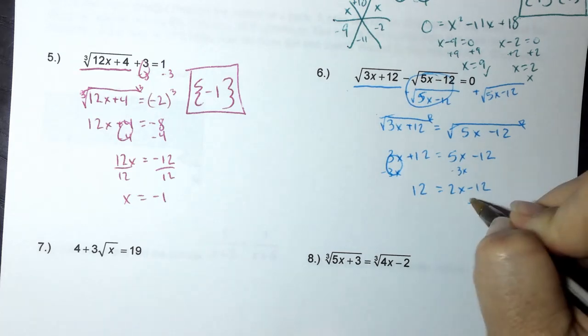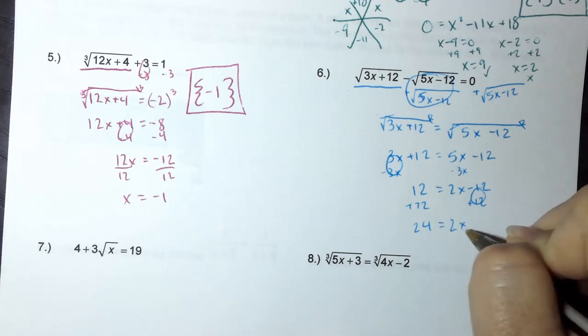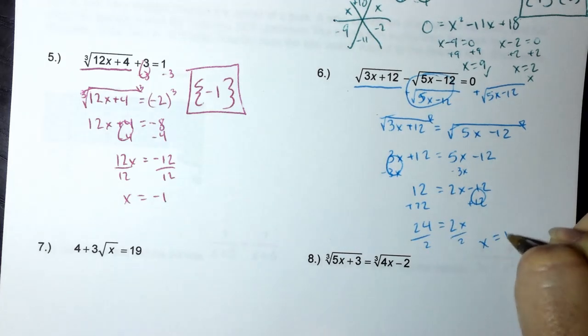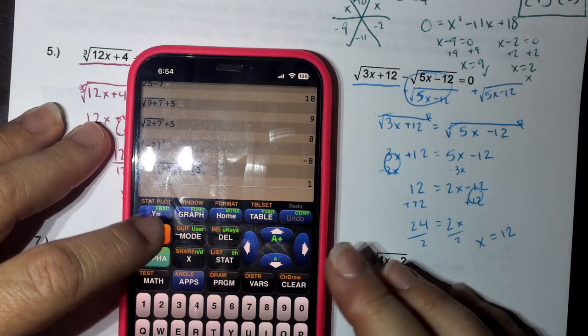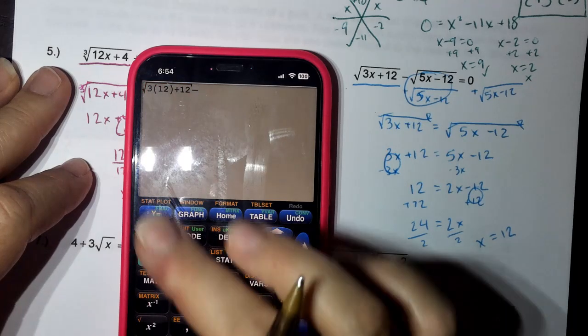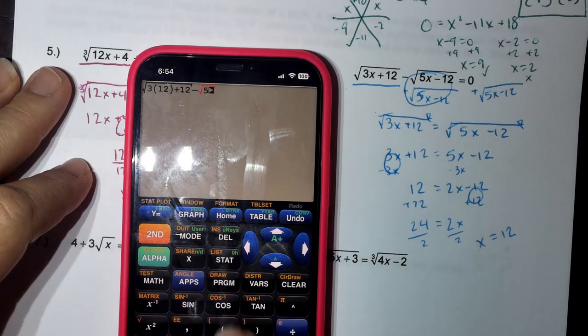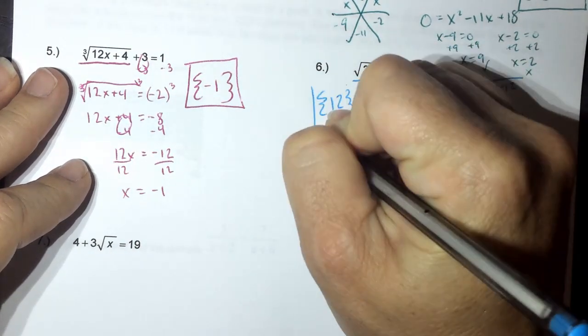So now I'm trying to get x by itself, so I'm going to add 12, and I get 24 equals 2x. Divide by 2, I get x equals 12. So we're going to check it. Square root of 3 times 12 plus 12, minus another square root of 5 times 12 minus 12, and I get 0, so it works. So there is the solution.